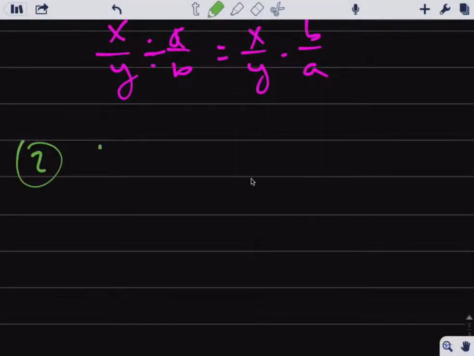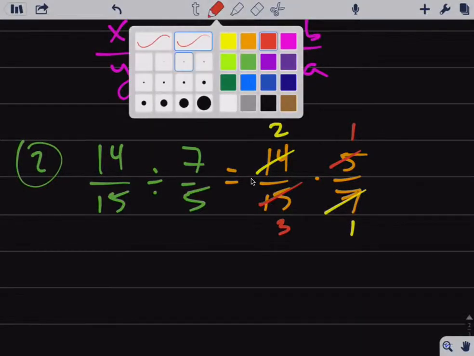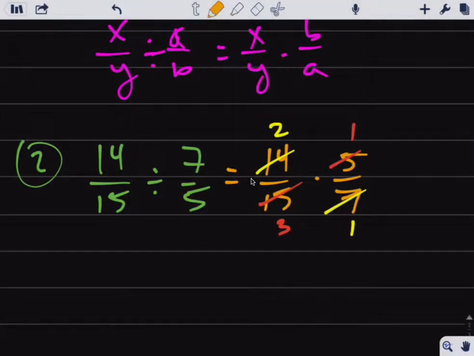Example 2, 14 over 15 divided by 7 over 5. We rework that as 14 over 15 times 5 over 7, and stuff will cancel for us. 14 and 7, that's a 1 and a 2. 15 and 5, that's a 1 and a 3. So I get 2 times 1 over 3 times 1, so I get 2/3.